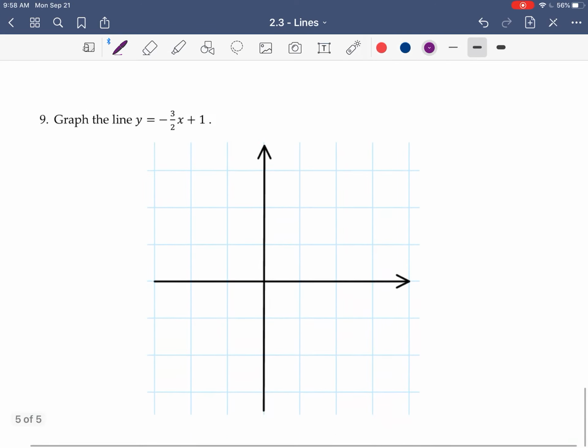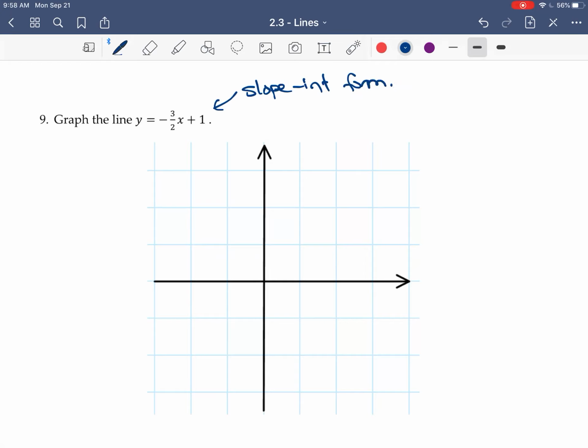Now here we want to graph this line. It's in slope-intercept form because it's solved for y. So that means my slope is negative 3 over 2, and my b value is positive 1. So that means we have a point at (0, 1). We could begin by just plotting that point. So here's the point at (0, 1).